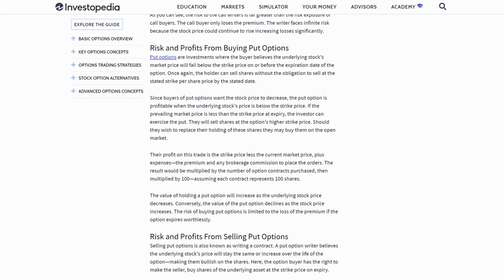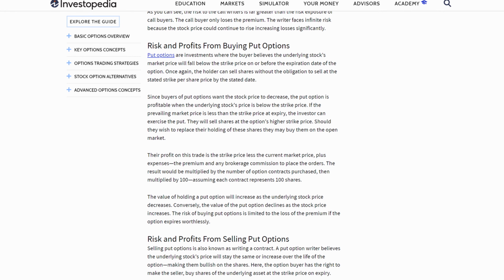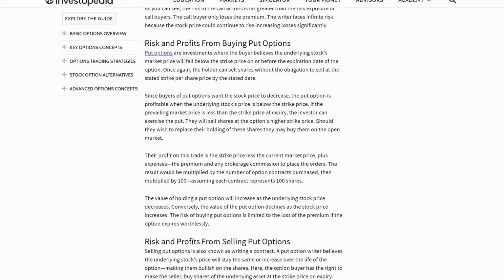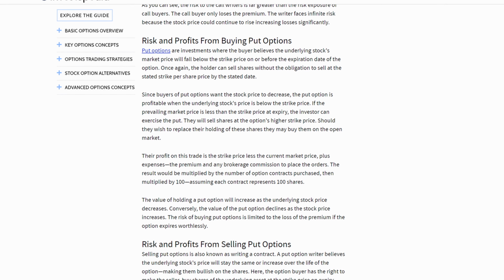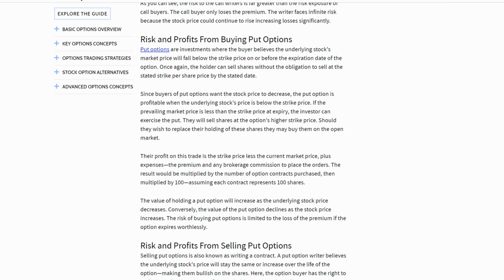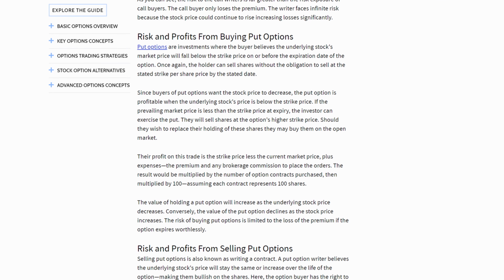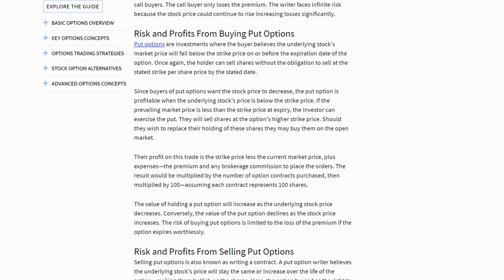Now, let's look at the opposite side of this coin. A person who buys put options believes the underlying stock's market price will fall below the strike price on or before the expiration date. If this does happen, the investor can exercise the put and sell his or her shares at the option's higher strike price. Like call options, the net profit would be the strike price minus the market price and other fees times 100, as each contract represents 100 shares.